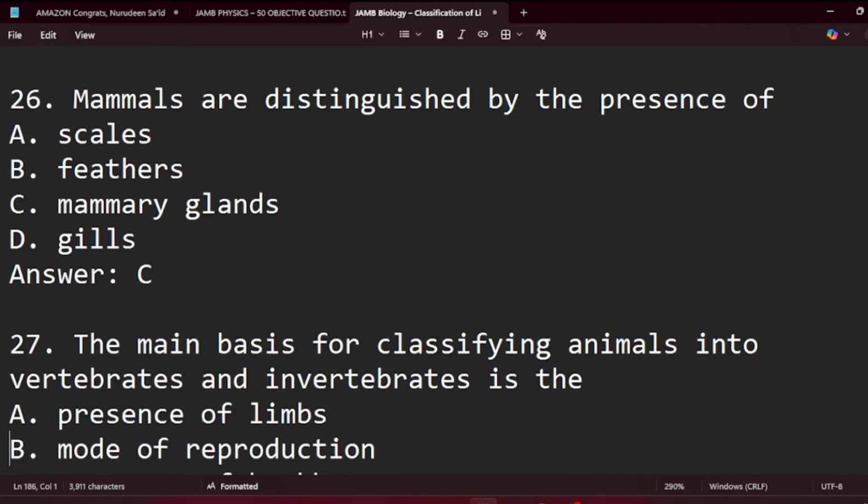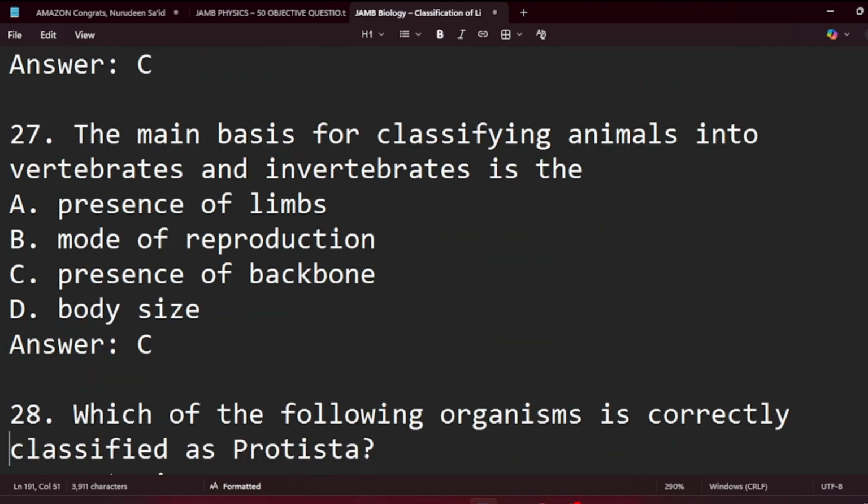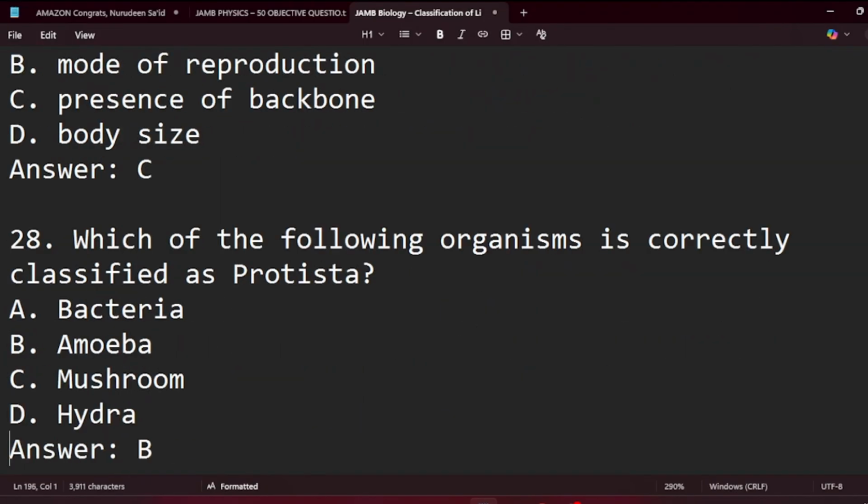Question number 26. Mammals are distinguished by the presence of A, scales, B, feathers, C, mammary glands, D, gills. The answer is C, which is mammary glands. Question number 27. The main basis for classifying animals into vertebrates and invertebrates is the A, presence of limbs, B, modes of reproduction, C, presence of backbone, D, body size. The answer is C, which is presence of backbone.